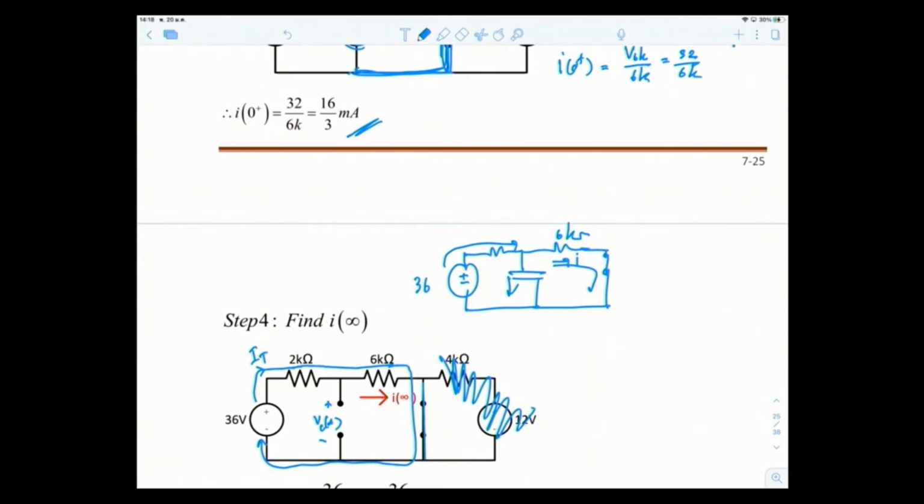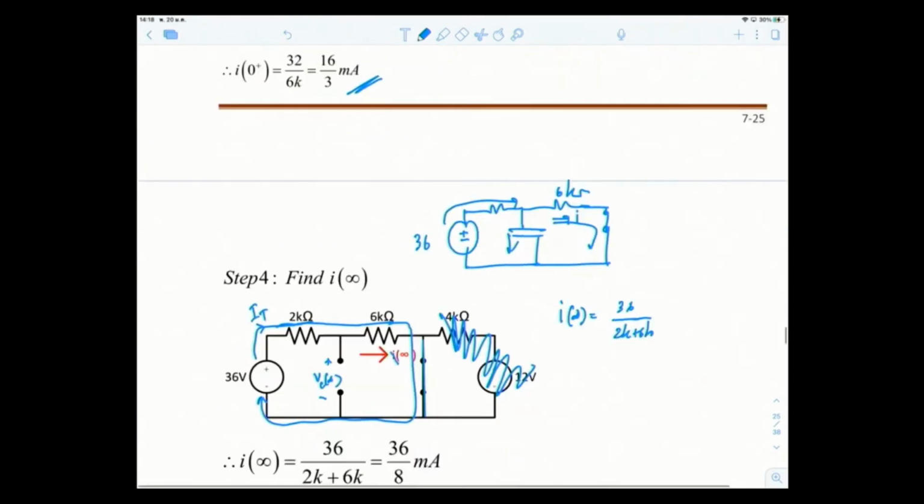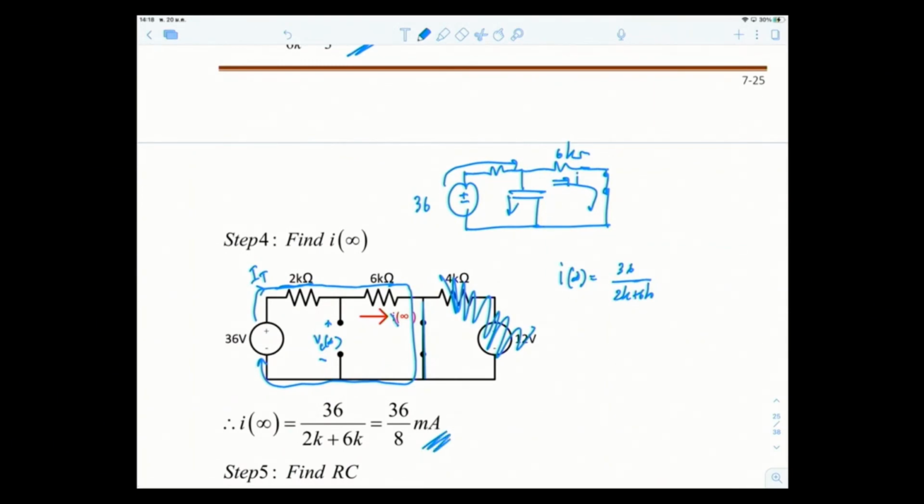So you can see again, one mesh. And 6K and 2K are connected in series because I total passes through both of them. You want to find the current I, and it happens that I total is nothing but your I at infinity. So therefore, I at infinity is equal to 36 over 2K plus 6K, which is 36 over 8 milliamps. This is your final value for the parameter I that is asked in the problem.